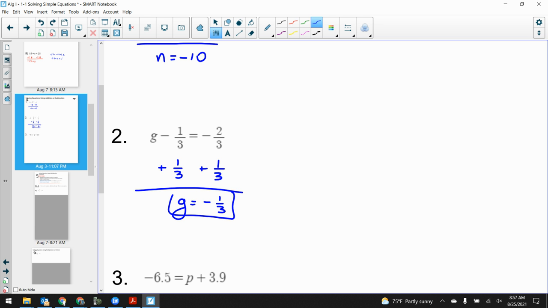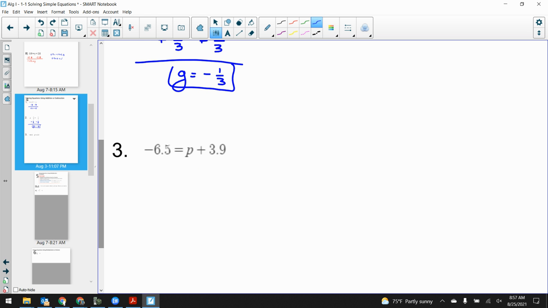Somebody asked me last period, can I put it as a decimal? It depends. Is the problem given to us in fraction form? Yes, so I want it back in fraction form. Don't give me decimals when I gave you a fraction. The next problem, did I give you decimals? Yeah, so it's totally fine to give me back a decimal. You don't need to do a fraction.